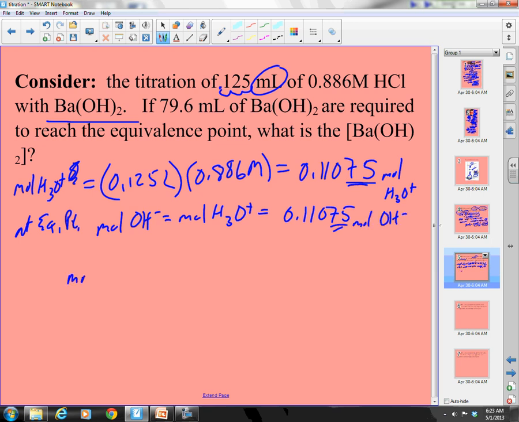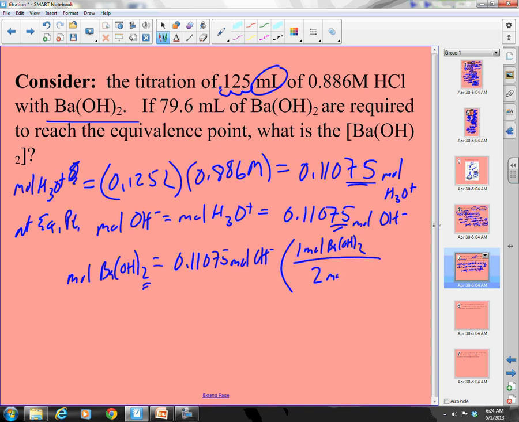And so how many moles of barium hydroxide do I have? Well, we have to be careful here. Why? Because I have that 2 there. So I have 0.11075 moles of hydroxide. Using our mole ratio, what do we have? 1 mole of barium hydroxide per 2 moles of hydroxide. You all see how I got that, right? There are 2 moles of hydroxide for every 1 mole of barium hydroxide. So I have to divide this by 2. And I have 0.05537 moles of barium hydroxide. Good.